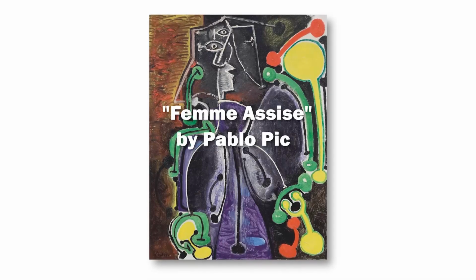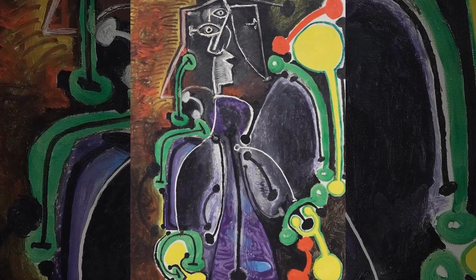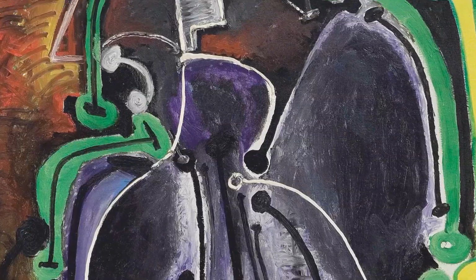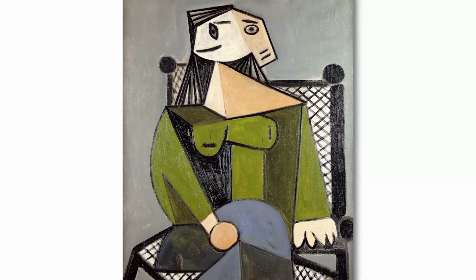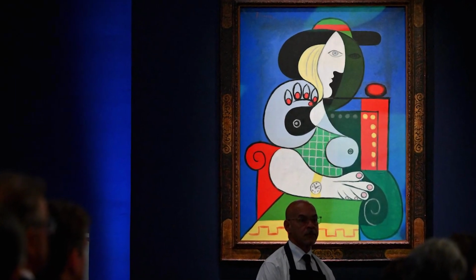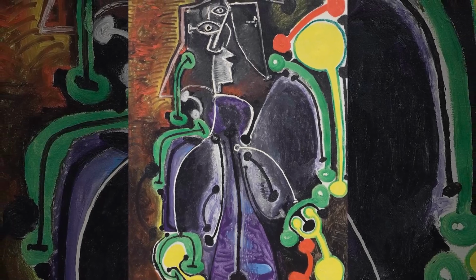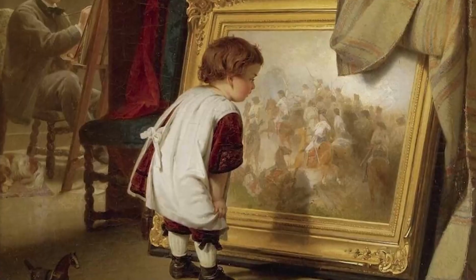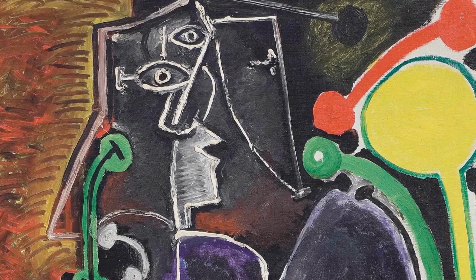Today, we're diving into Pablo Picasso's Femme Assise, one of his iconic portrayals of the female figure that showcases the bold, fragmented style of Cubism. Picasso's work often stirs curiosity and debate. How can such distorted forms capture so much emotion and meaning? If you've ever wondered why Femme Assise holds such a significant place in art history, stick around as we unravel its layers and explore the genius behind Picasso's vision.